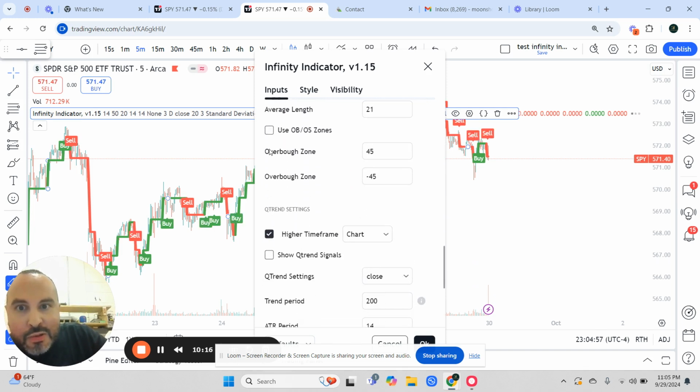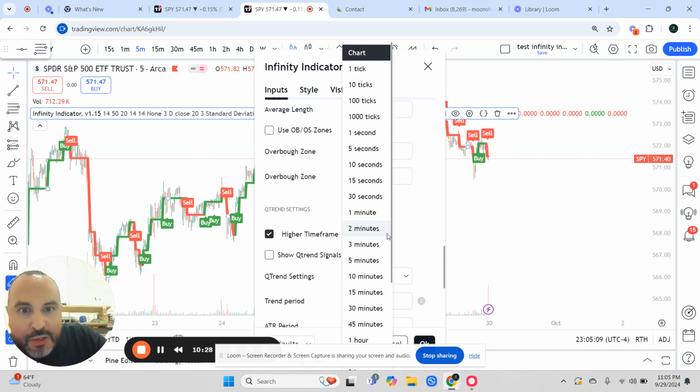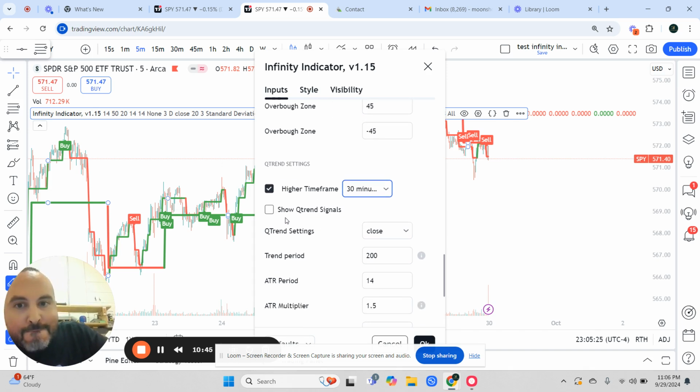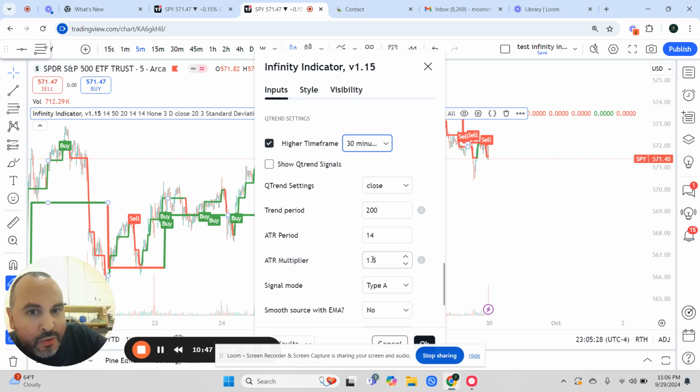Make sure the other boxes are checked off there. Okay. And under Q trend settings, I want you to click on the higher time frame and change that to 30 minutes. Now, this is kind of optional, but so far the data is showing that we should have this on, at least for the 5-minute chart. Okay. And then multiplier should be at 1.5.